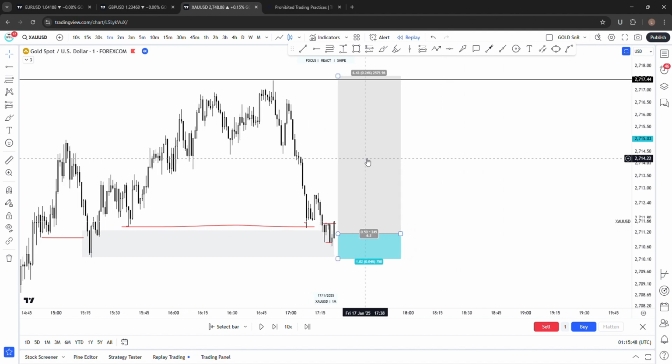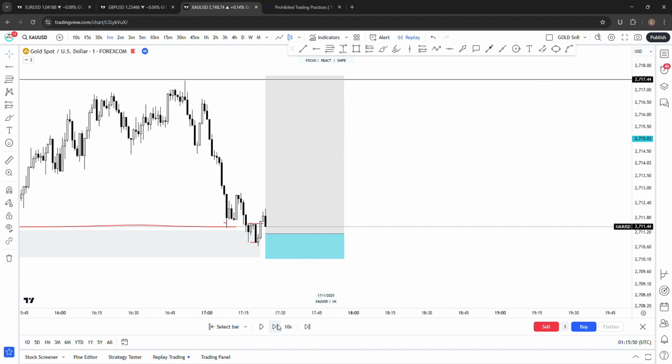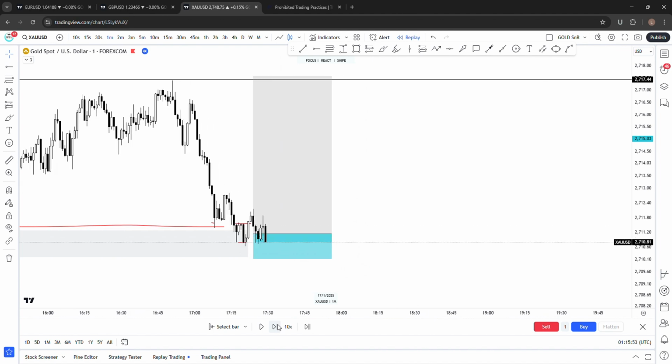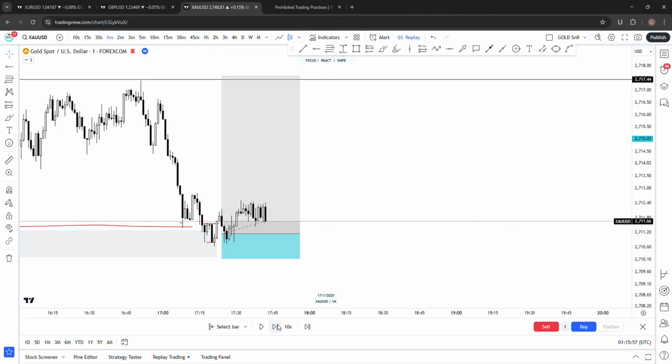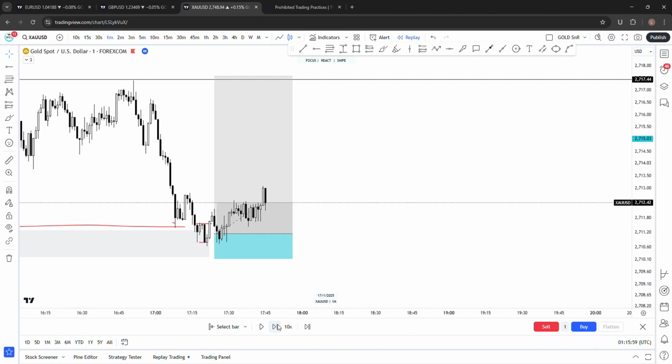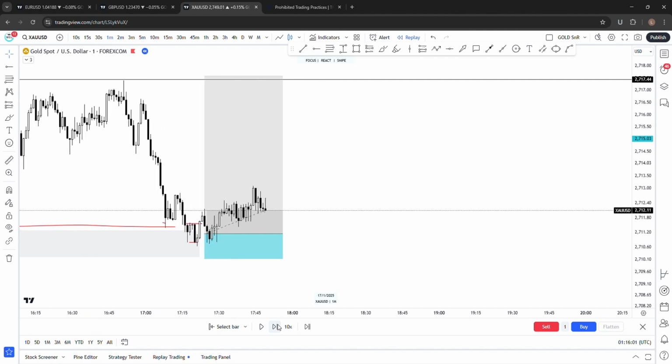So real quick, let's see, boom, and then the trade gets tagged in. But like I said, I never took this buy. I'm just showing you.